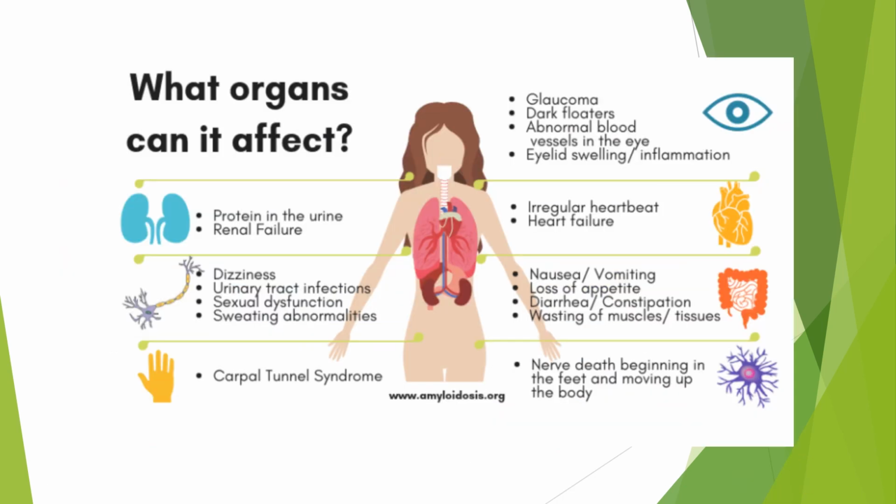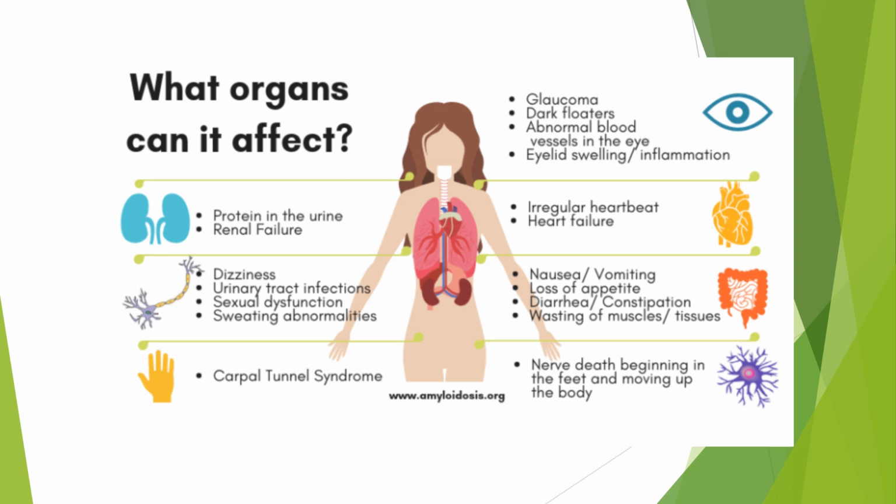Now, what organs are affected? Amyloidosis majorly affects multiple organs. As you can see, it will be affecting the kidneys, leading to renal failure and proteinuria. Apart from that, the nervous system, both autonomic and peripheral, is going to be affected, with carpal tunnel syndrome, along with the heart being affected the most, causing irregular heartbeat and heart failure, and nausea, vomiting, constipation, diarrhea, that includes the GI system as well.